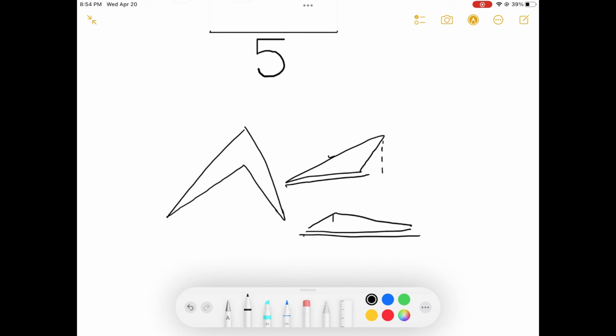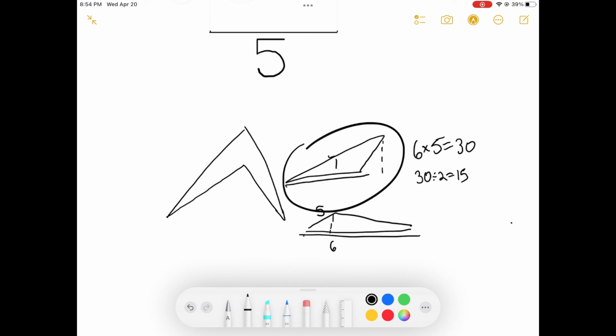Okay, so we have the width and the length. Now either of these would work, it's the same thing. So let's say the length is 5 and the width is 6. So 6 times 5 equals 30. Then we do 30 divided by 2, which equals 15, right? So 15 inches square is the area of half of the shape.